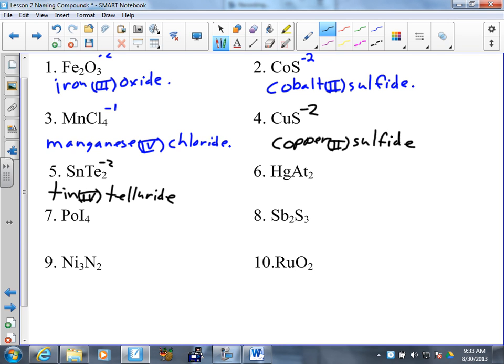Okay, and then the next one here, we've got mercury and astatine together. Astatine's charge is -1, so this is mercury (II). Okay, how are people feeling with that? Okay, it's not too bad. I mean, it's just a little bit of math, right? It's not too tough.